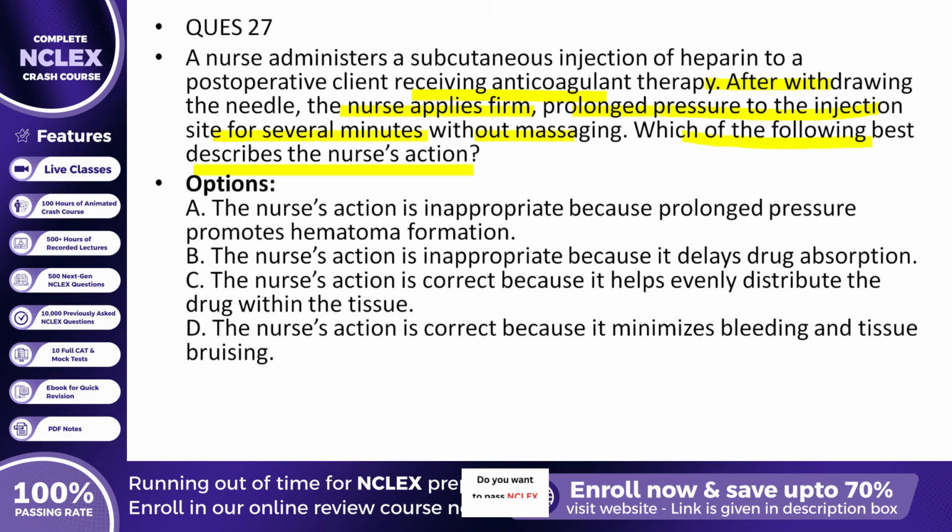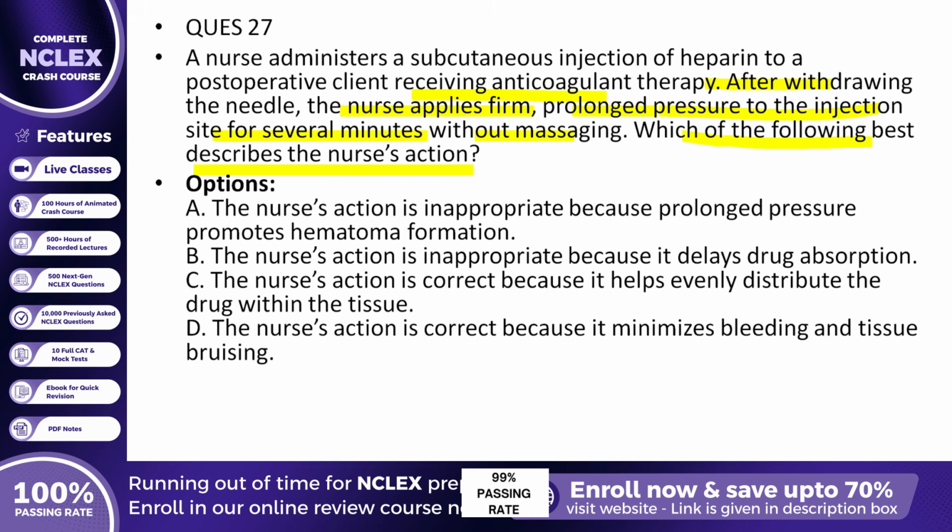Here are the options to consider. Option A states that the nurse's action is inappropriate because prolonged pressure promotes hematoma formation. Option B suggests that the nurse's action is inappropriate because it delays drug absorption. Option C claims that the nurse's action is correct because it helps evenly distribute the drug within the tissue. Option D indicates that the nurse's action is correct because it minimizes bleeding and tissue bruising.